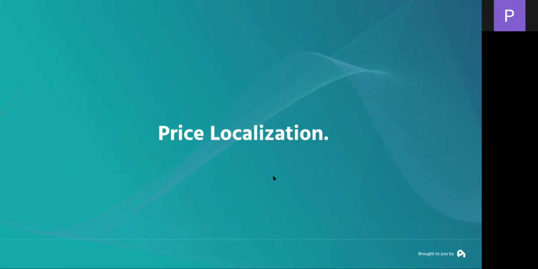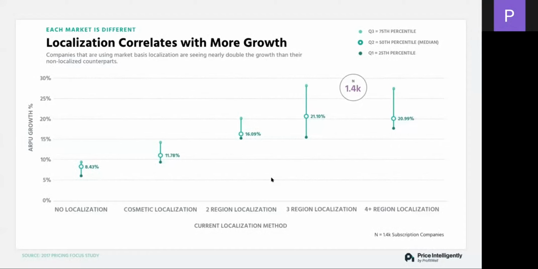And the reason that this is so powerful is because even if you just cosmetically update your prices, so this is the cosmetic localization, and this is the control, no localization, you're going to see a lift in your overall average revenue per user because you're going to get more people to purchase. It's just something innate. We want to trust the currency we normally pay in.